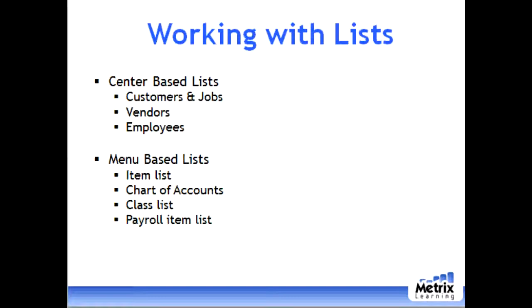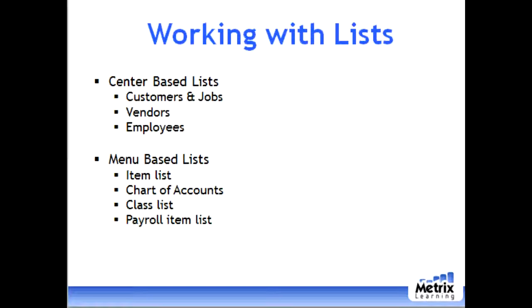There are two different kinds of lists: center-based lists and menu-based lists. Center-based lists include customers and jobs, which are customers and the jobs performed for them. Vendors. This list stores the companies and individuals from whom you purchase goods or services, and 1099 recipients. And employees, those who receive paychecks. They can be opened from the appropriate QuickBooks Center.